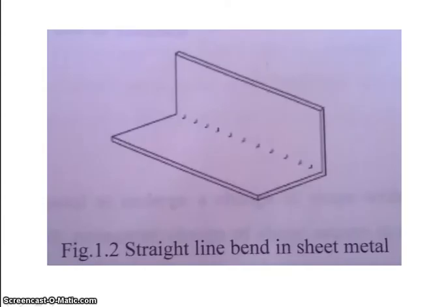Bending. Bending is the operation of deforming a flat sheet around a straight axis where the neutral plane lies. It is a very common forming process for changing sheets and plates into channels. A straight line bend in sheet metal is shown here in the slide.